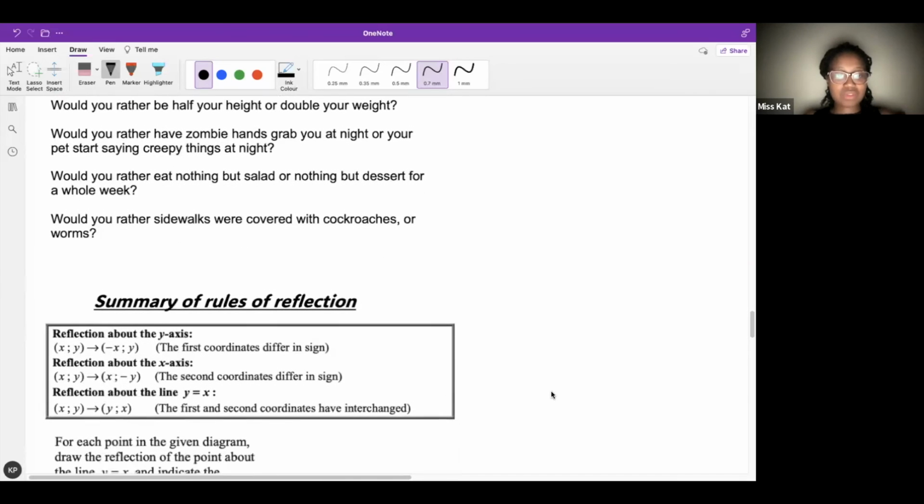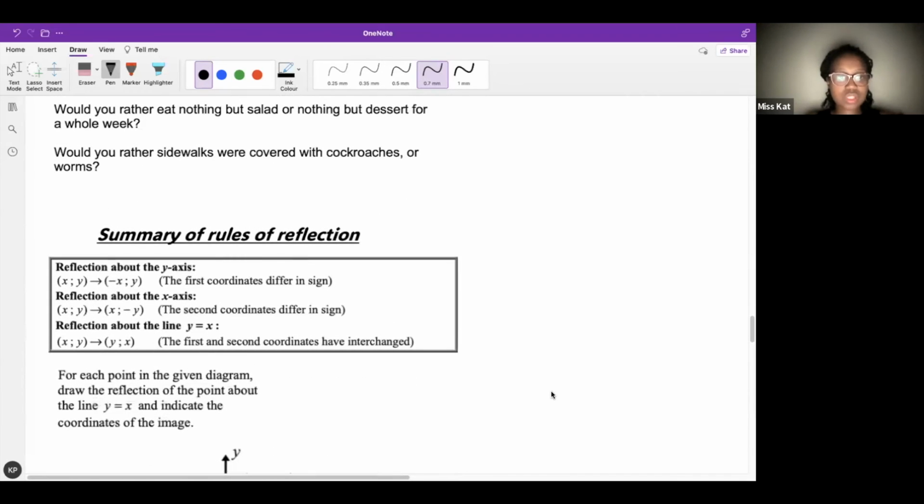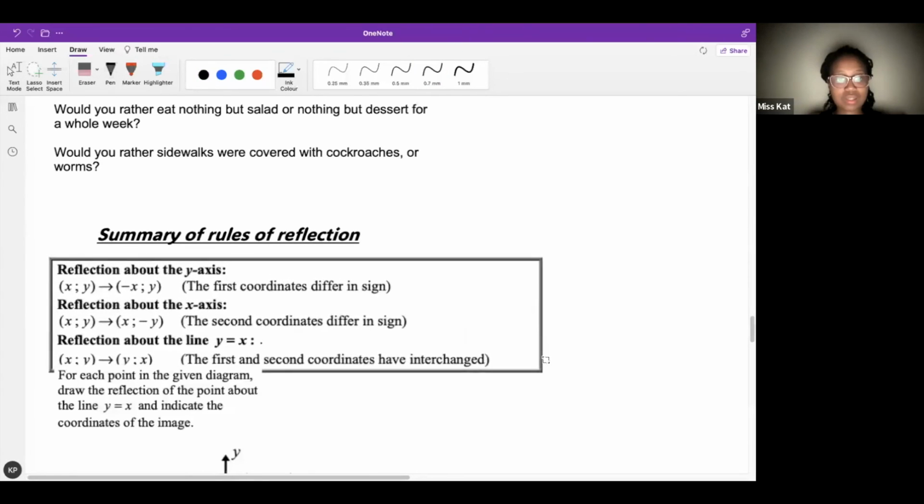Okay, here's a nice summary of the rules if you guys want to take screenshots. Reflection on the y-axis, you change the x. Reflection on the x-axis, you change the y. And reflection on the line y equals x, you swap the coordinates. So you guys can take a screenshot of the summary so that you have all the rules in one place. There we go.